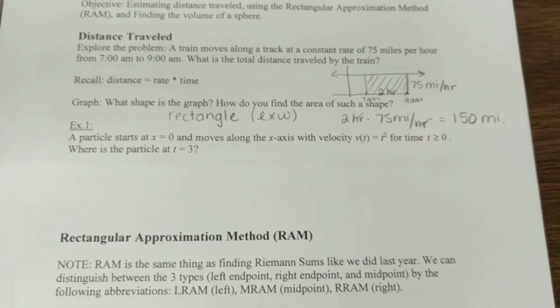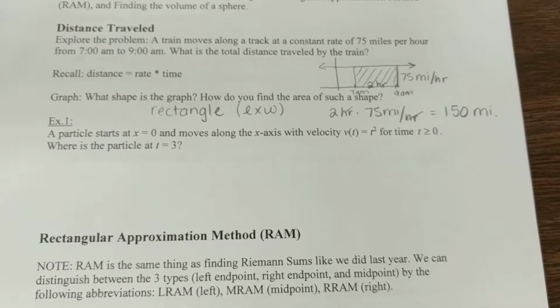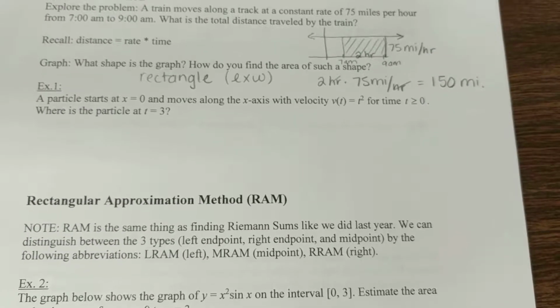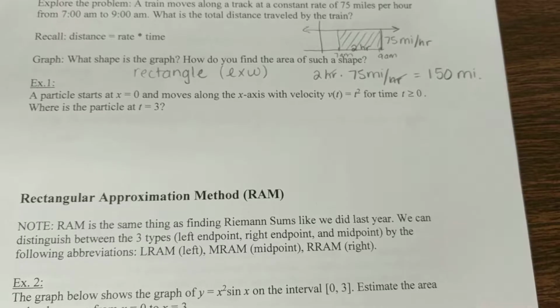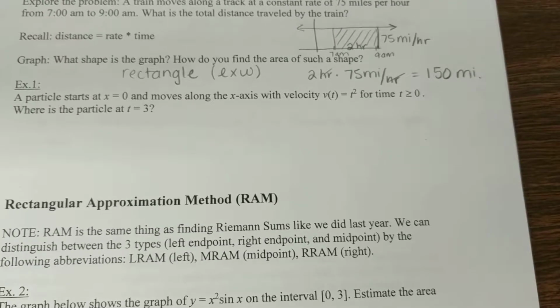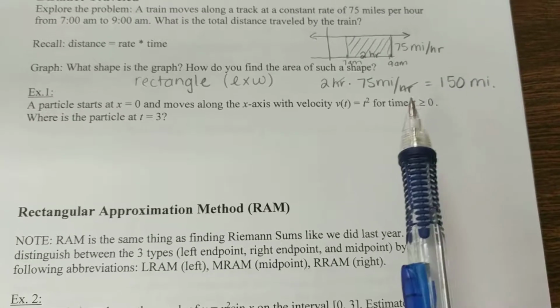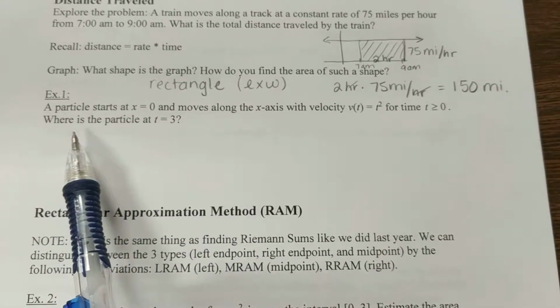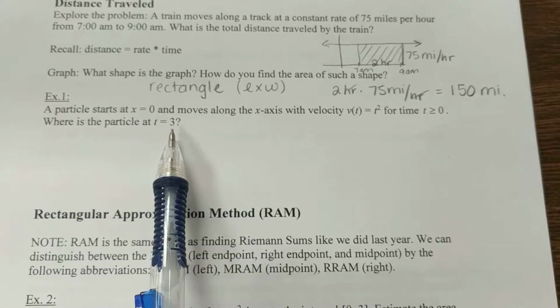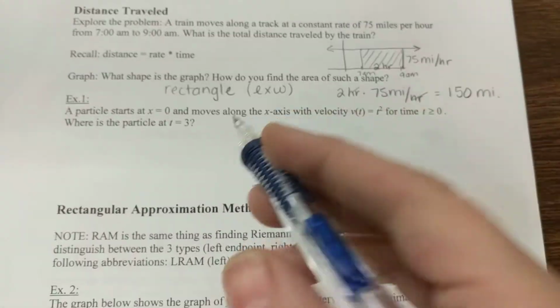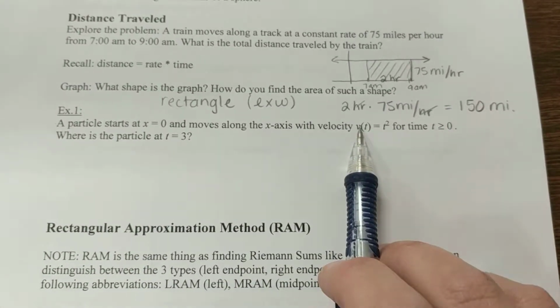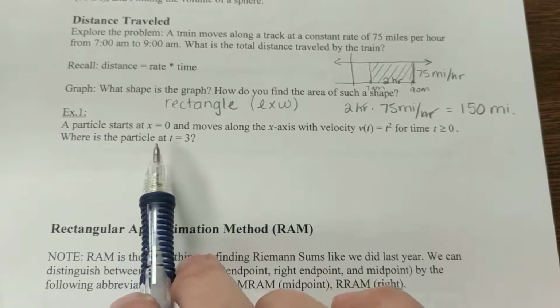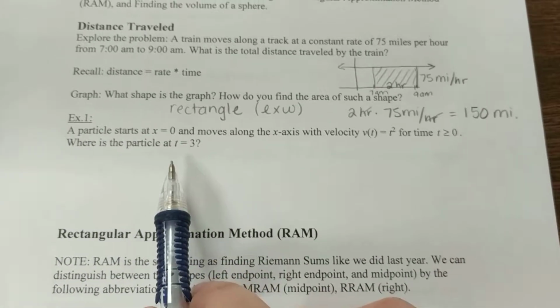So the same type of thing applies with example 1. And it says we have a particle that starts at x equals 0 and moves along the x-axis with a velocity of t squared. There's my favorite function, that lovely parabola. But we're talking when time is positive, and they want to know where is the particle at time 3. So they're not asking what the velocity is at time 3. They're asking for a position or a displacement here.